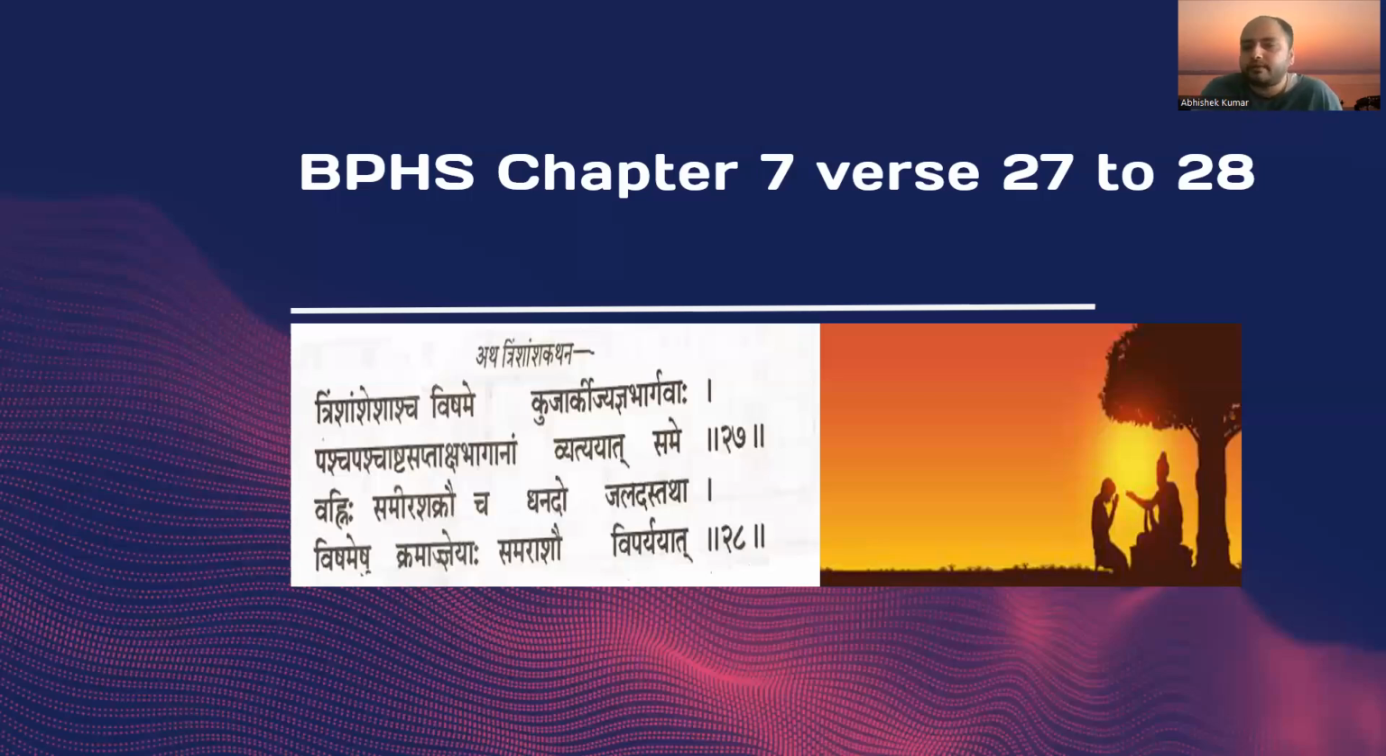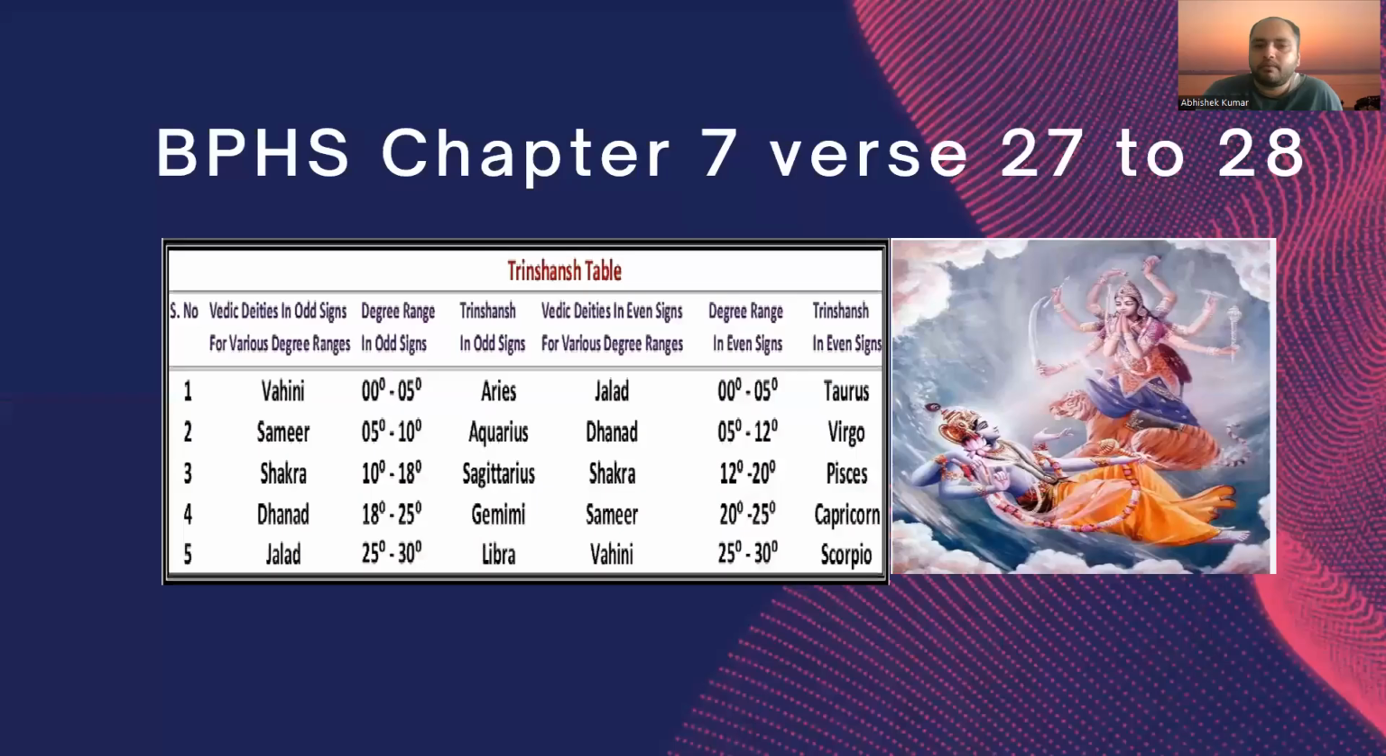Now, in the 28th verse, he will allocate the lordship. Let's dive down together. Vahniha Samir Sakrau Chadhanado Jalastatha, Visame Sakramaya Jegya Samarasau Viparyayata. He has provided the kram, the order, for the odd signs, and for the even signs, he is saying reverse the order of the lordship. Starting from the Vahani, then Samir, then Sakra, then Dhanada, then Jalada. We will decode this one.